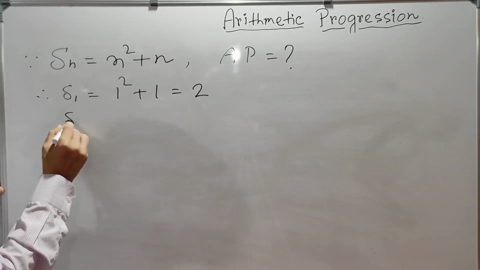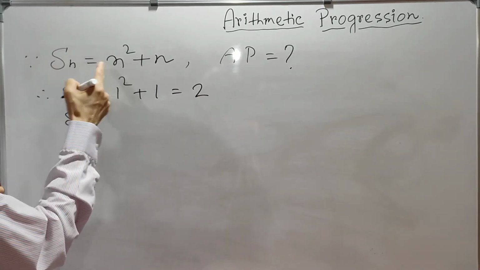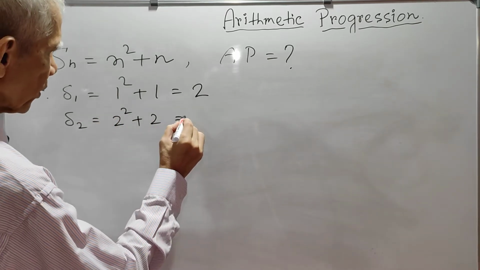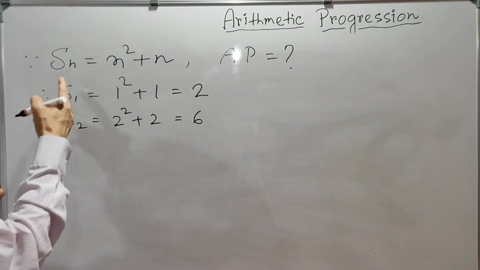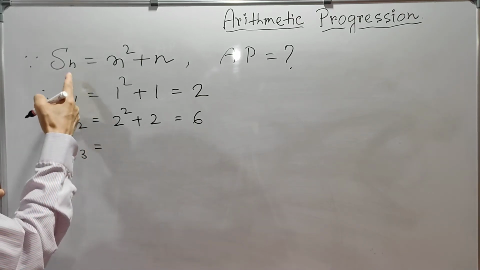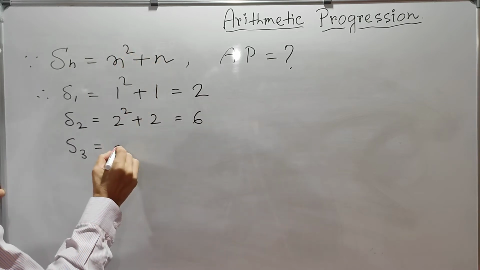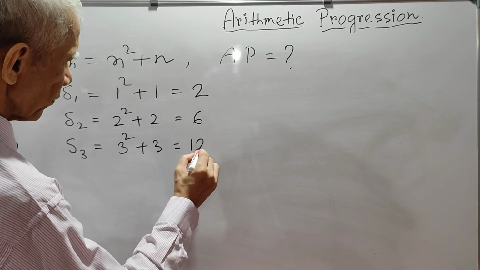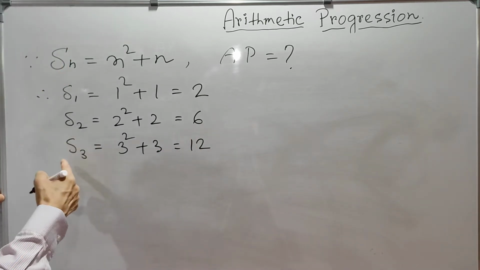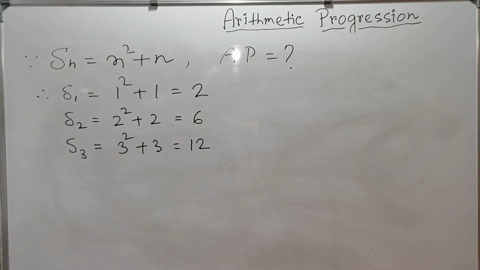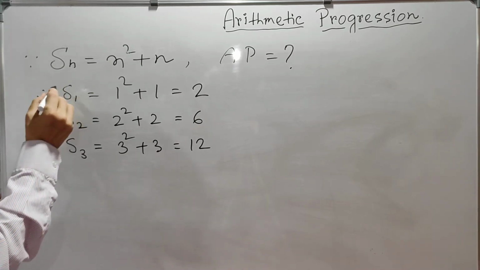S1 is 2. Now what will be S2? S2 will be 2 square plus 2, that means 6. Then what will be S3? N equal to 3, 3 square plus 3, that means 12. That way, if you want to find S4, it is 4 square plus 4.